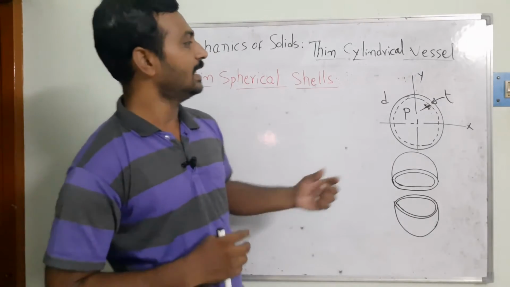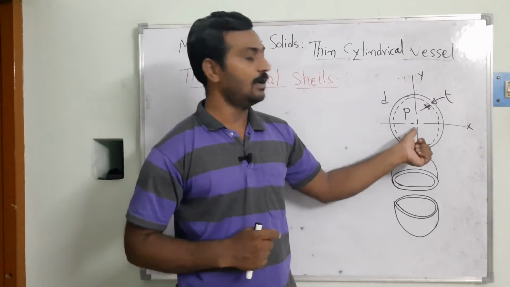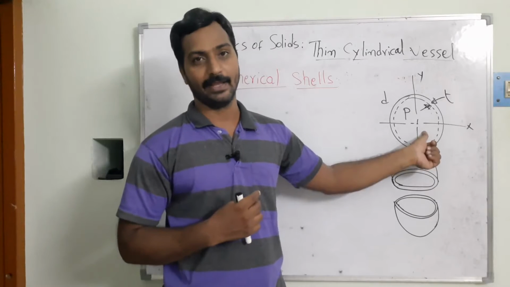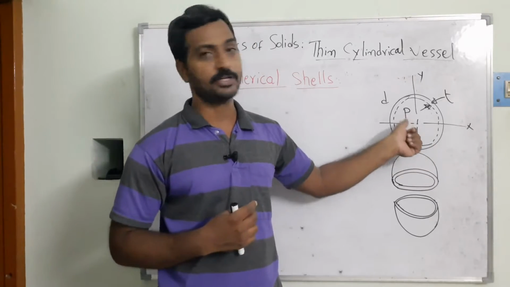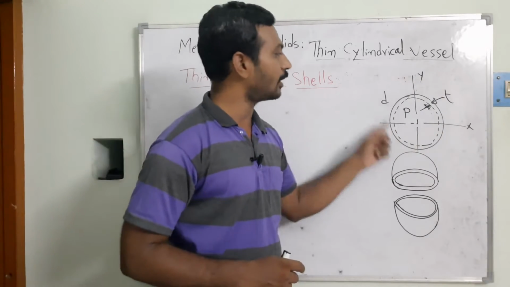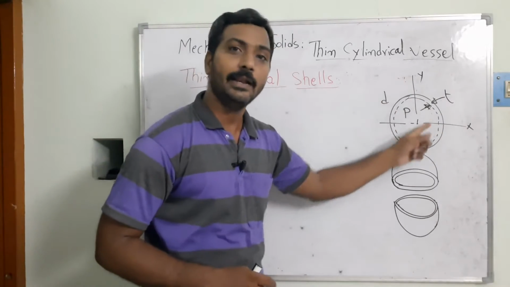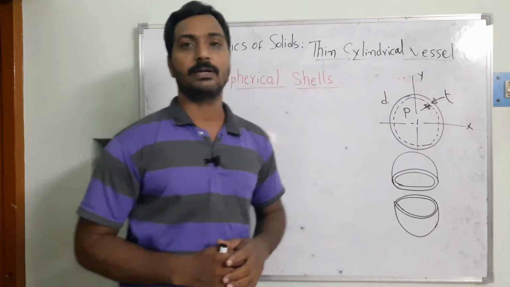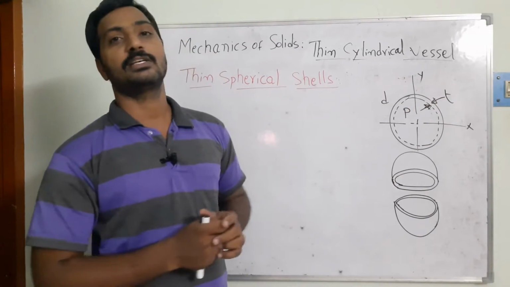Here we can see the inside is a vacuum, into which we are adding the material, that is, the fluid. P is the fluid pressure we are taking. D is the internal diameter we have to consider. And t is nothing but the thickness of the spherical shell.